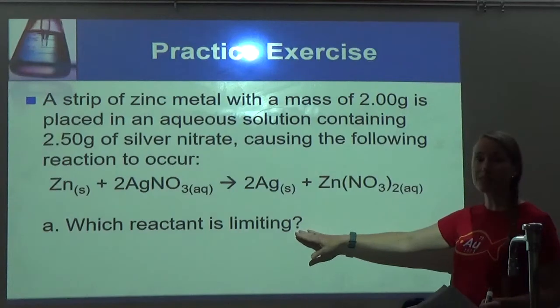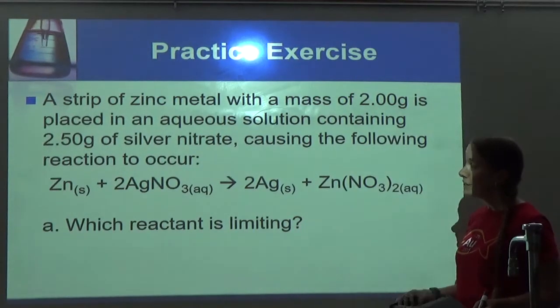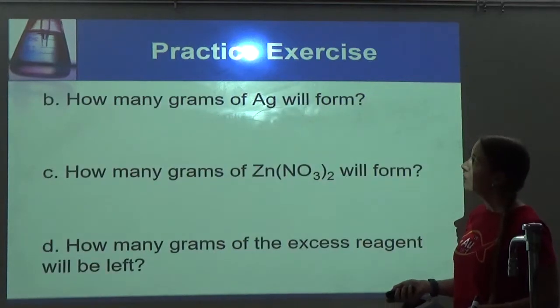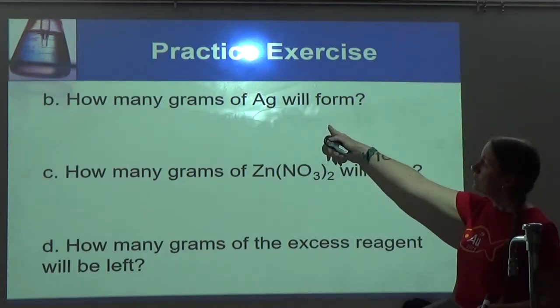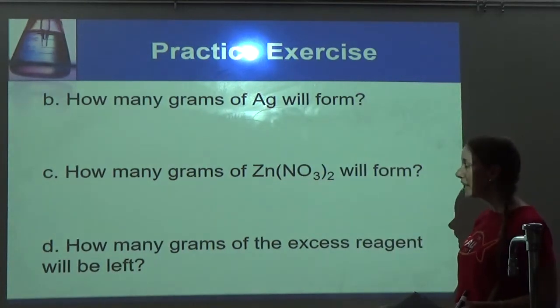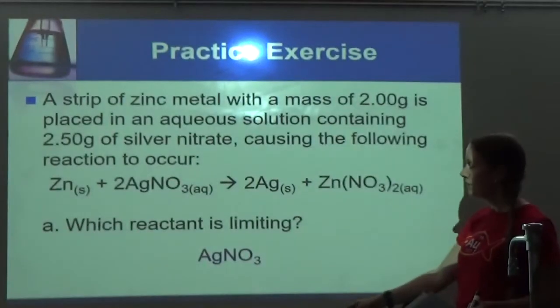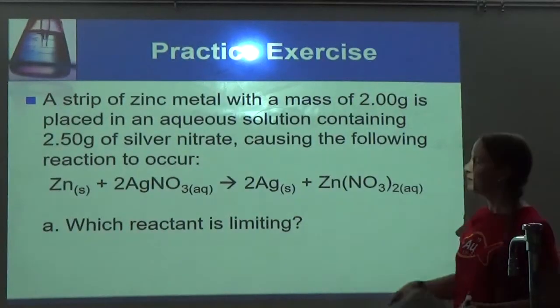Okay, so I can already see this one has a part A. So it's asking me about limiting a reagent. So let's go ahead and see what we're going to. So notice it says how many grams of silver will form. It also asks me how many grams of zinc nitrate will form. So I can actually go to either of them, but I'll start by going to silver. But pretend like we didn't see what the limiting was.